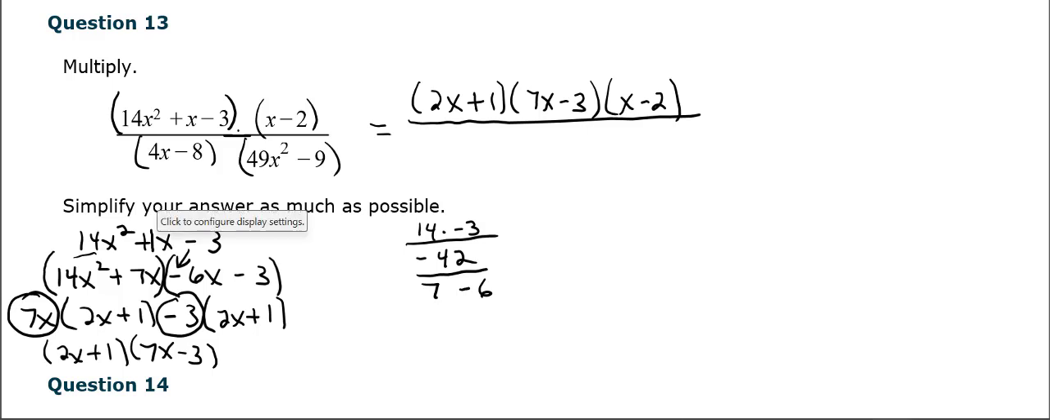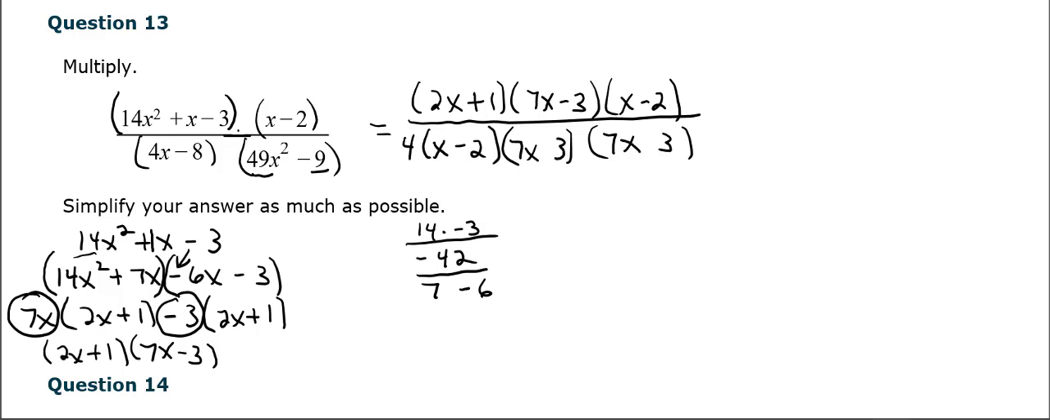Now, looking at the denominator, I look at the 4x minus 8. I can factor out a 4, and when I do that, that leaves me 4 times the quantity x minus 2. Now my second factor is 49x squared minus 9. Again, we're dealing with special factoring, the difference of two squares. So that's going to factor to 7x times 7x, 3 times 3, and remember, one's a plus and one's a minus in order to get our negative 9.